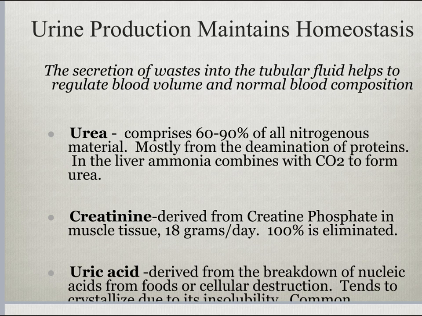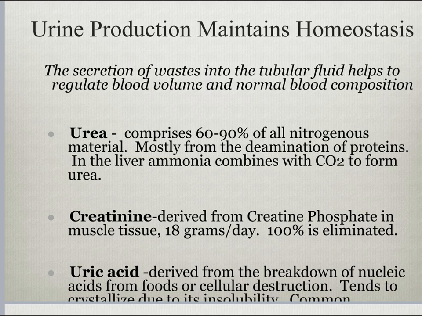One of our first waste products that we see is urea. This is going to make up about 60 to 90% of all nitrogenous materials. And we say, well, where does this come from? When we talk about digestion, we'll talk about the deamination of protein. So we're breaking down our amino acids. It's going to move the waste product of this breakdown of amino acids, in the form of ammonia, to the liver. The liver is going to combine this ammonia with carbon dioxide, and it's going to form something a little friendlier for the body, which is urea.